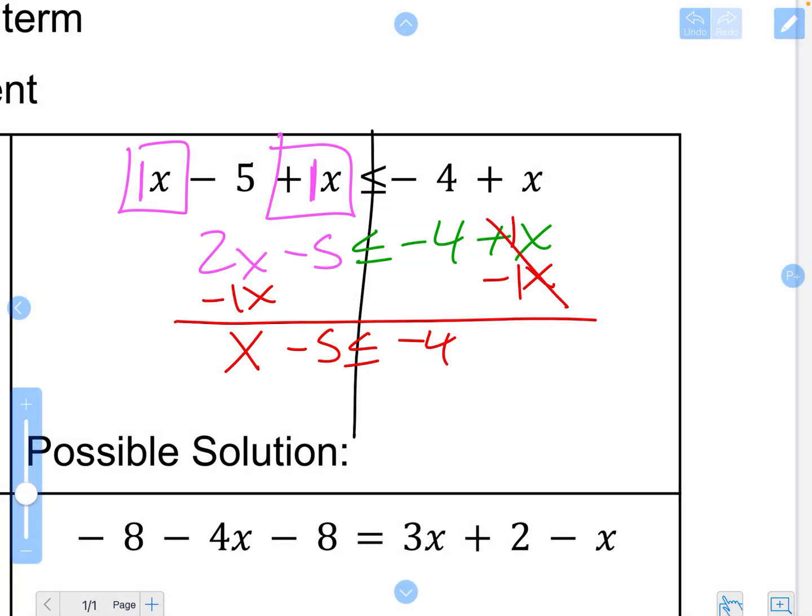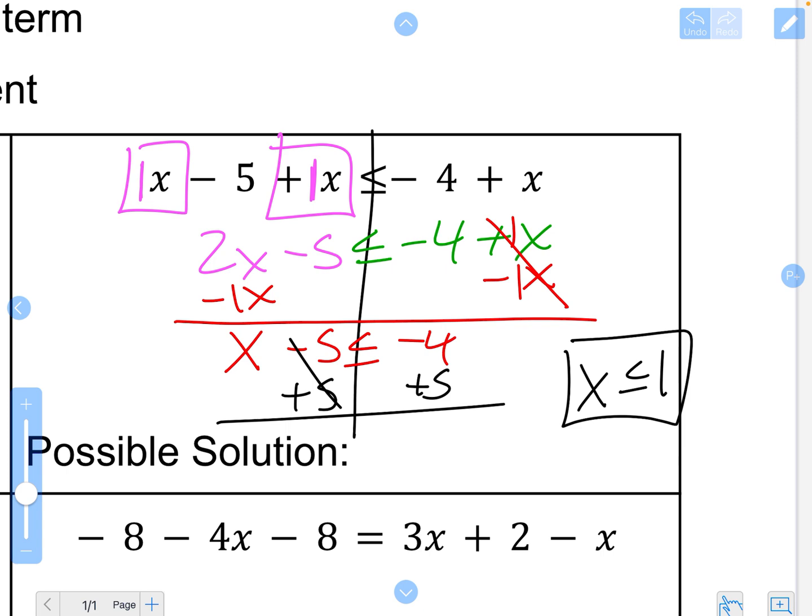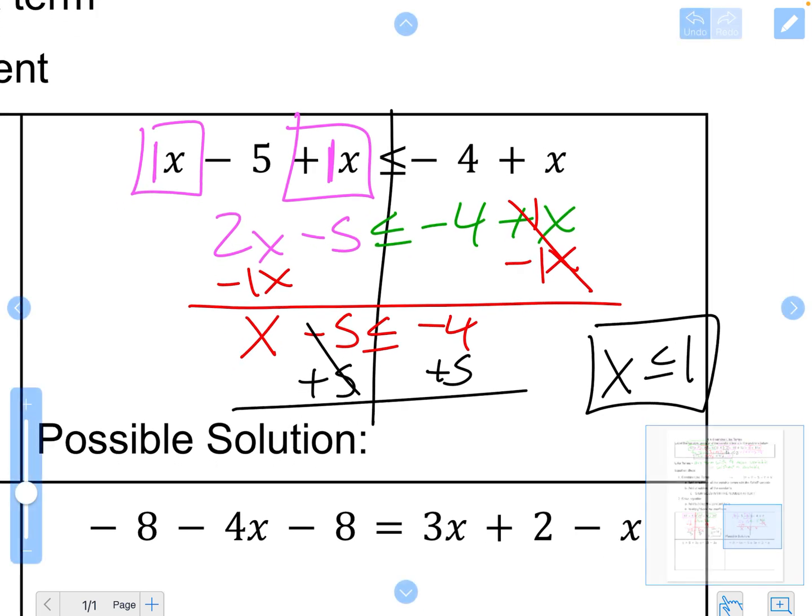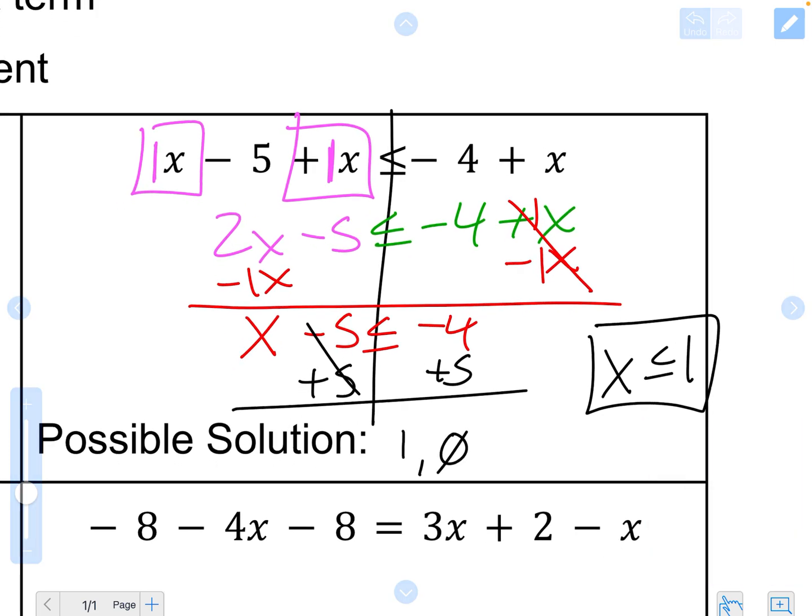And now we need our constants on the same side. So I'm going to switch the sign of my 5. What I do to one side, I do to the other. So x is going to be less than or equal to, and negative 4 plus 5 is 1. So our possible solutions are any number that is less than or equal to 1. So 1 can be a solution, 0 can be a solution, negative 200 can be a solution.